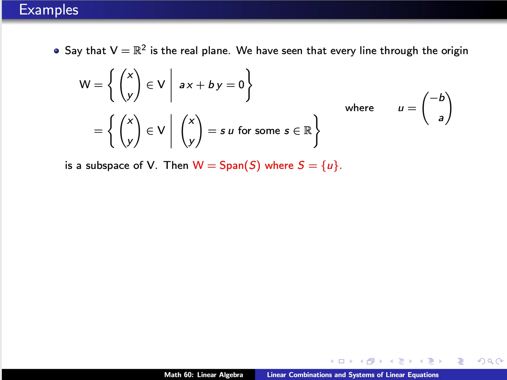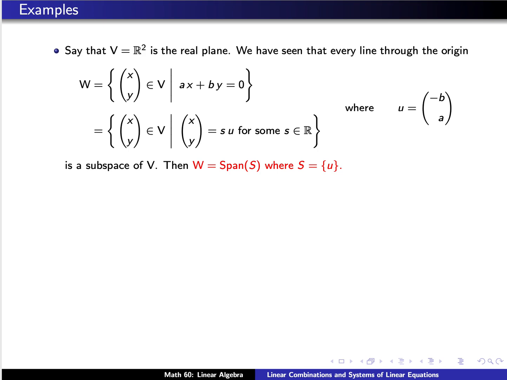Let's try to recap by reviewing some examples that we've already seen. Let's go back to the case where we're dealing with the real plane, namely V is equal to R2. As before, we've seen that every line through the origin is a subspace of V. And we could also write our line as the collection of points (x, y) that look like scalar multiples of some vector u. In this case, our line W is the span of S, where S is the singleton set that just consists of this one vector.